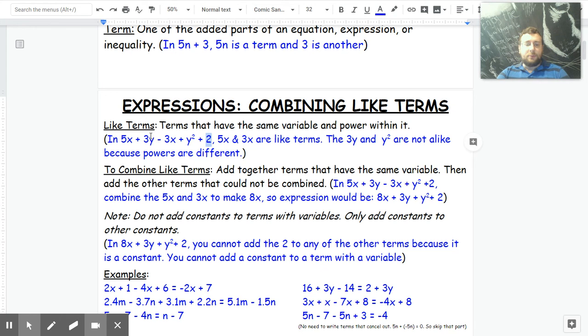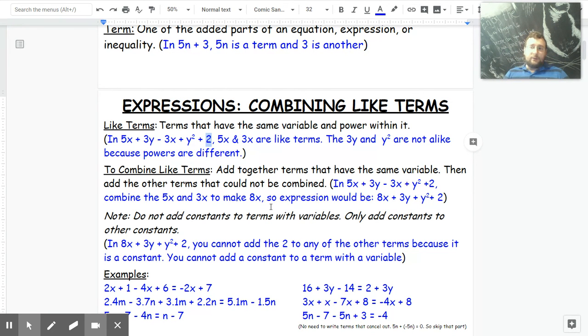Now, you might be tempted to put the 3y together with the y squared, but they aren't the same because the y squared has a power. So they have to have the same variable and power combination. You also cannot put constants together with variables. You can only add constants to other constants. So if you had a 2 plus a 3, then you can put them together and make a 5. But the moment there's a letter, it can only be added to another term that has the same letter and power combination.